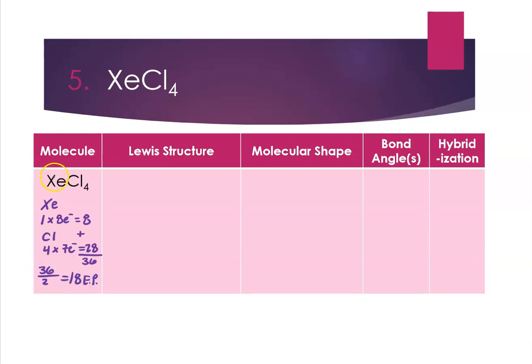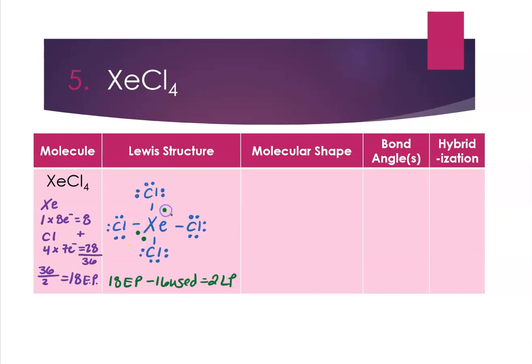I only have one xenon, so that's my central atom, so I connect all of my chlorines. And chlorine is not hydrogen, so each chlorine gets 3 lone pairs. Excellent. Now I'm ready to count. So I started with 18 electron pairs, and I have 1, 2, 3, 4 bonds, 5, 6, 7, 8, 9, 10, 11, 12, 13, 14, 15, 16. So I've used 16, and so this time I have 2 lone pairs left that go on the central atom. And I'm just going to put them across from each other because I like symmetry.